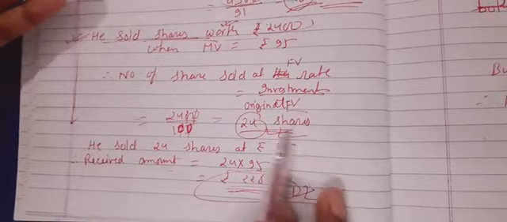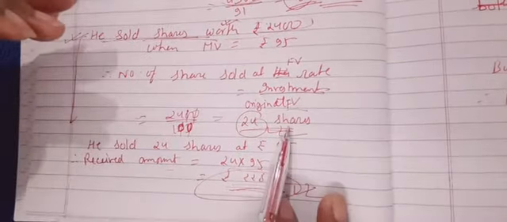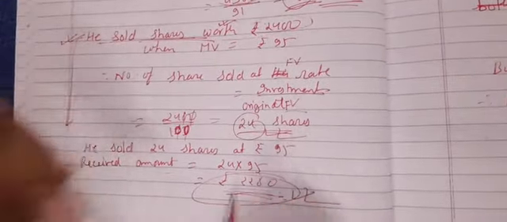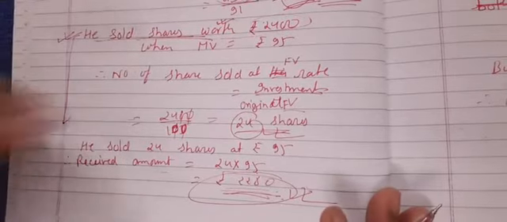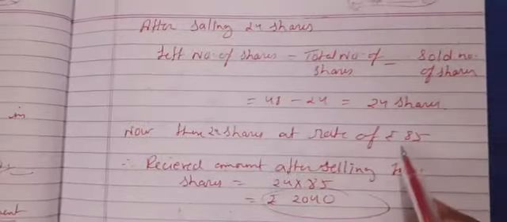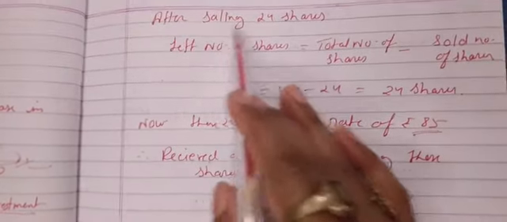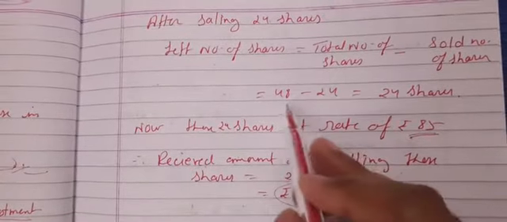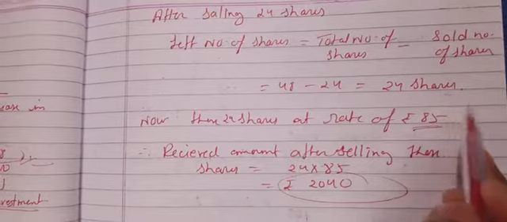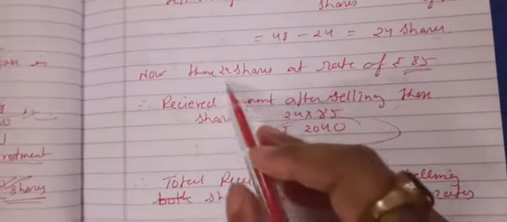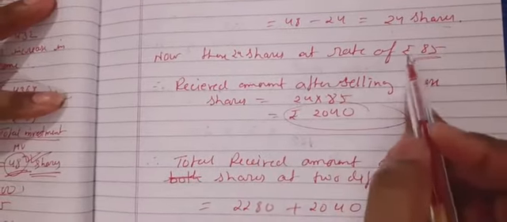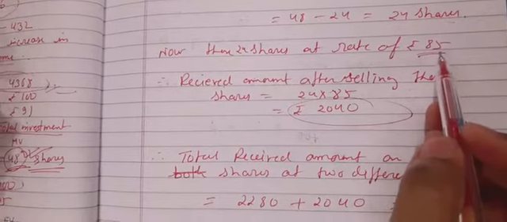Now how many shares is he left with? Now again he has 24 shares and he is going to sell them when the price falls down. And now what was the market value? That was 85 rupees. So first of all I have written, after selling 24 shares, the number of shares left is 48 minus 24, that is 24 shares. Already I have explained this. Then 24 shares at the rate of rupees 85. This time the share rate has fallen down.